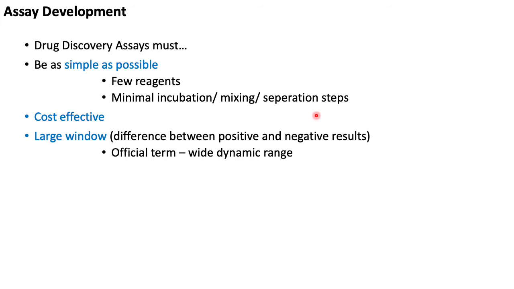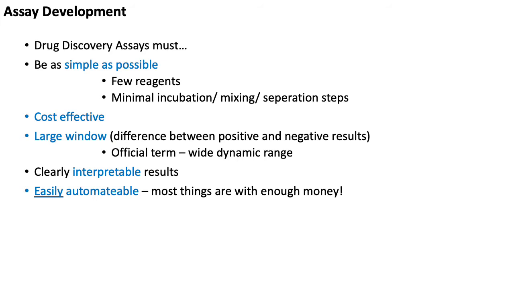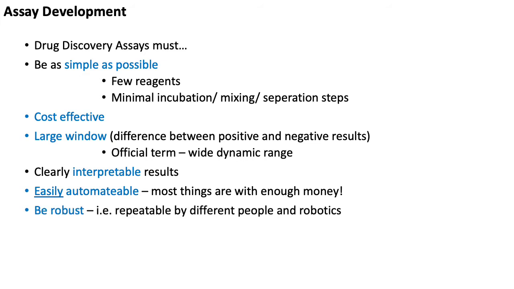Also, we need to have a large window, so this is the difference between positive and negative results, and this will become clearer in a moment. The official term is wide dynamic range. We also need to have clearly interpretable results, so we need to be able to see whether or not there is an effect or there isn't an effect. It needs to be easily automatable. Most things are, but this costs money, obviously. It needs to be robust, so it needs to be repeatable, not just by the robot, but also by different people.